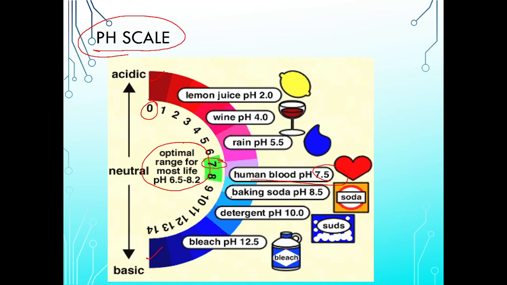And there are some common pH values of common solutions given. For example, lemon juice has pH 2, wine pH 4, rainwater or acid rain pH 5.5, human blood 7.5, baking soda 8.5, and finally bleach 12.5. So a very highly basic substance will be in very dark blue color, whereas a very highly acidic substance is very dark red in color, right? So this is known as your pH scale.